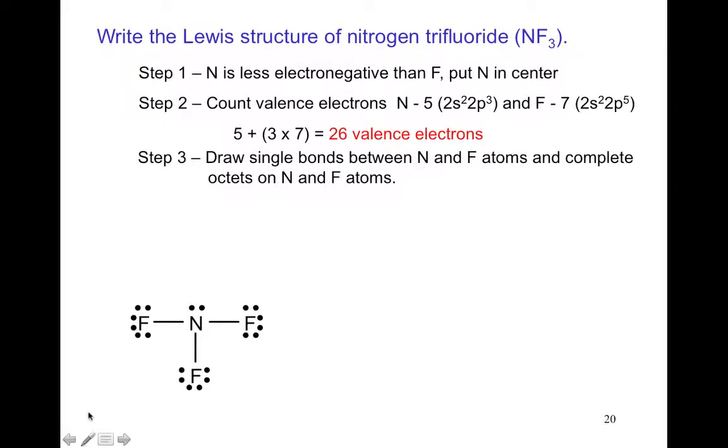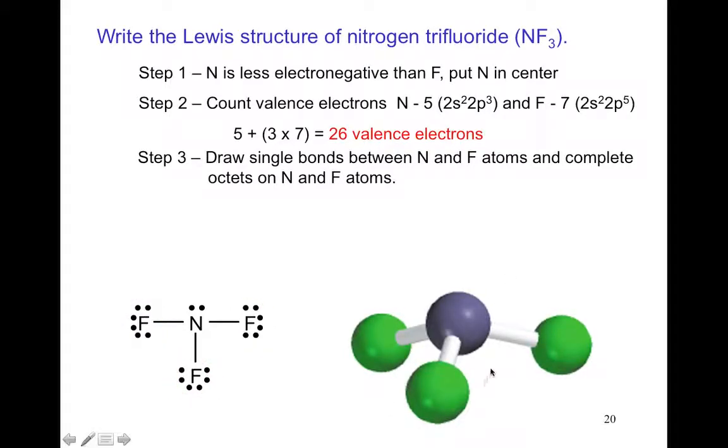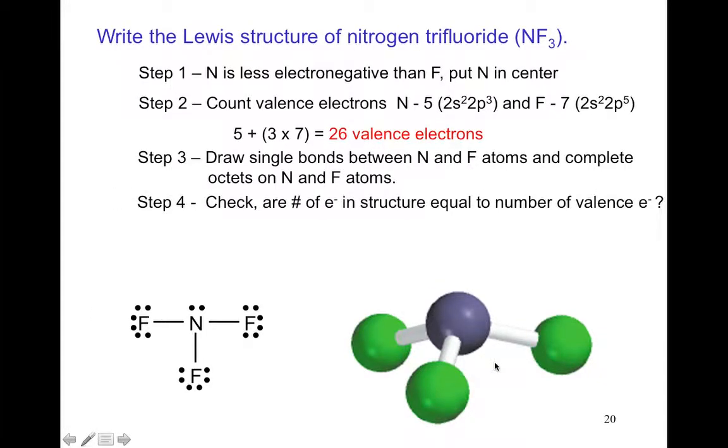Now, we complete our octets and we see what it looks like. Nitrogen's at 1, 2, 3, 4, 5, 6. So to complete its octet, we'd have to get 2 more, a lone pair, which is pretty stable. We complete our 6 around fluorine, and then we add them up. So nitrogen's got its octet, fluorine's got its octet, and here is a space filling diagram for nitrogen trifluoride.